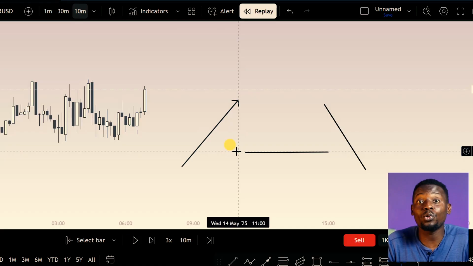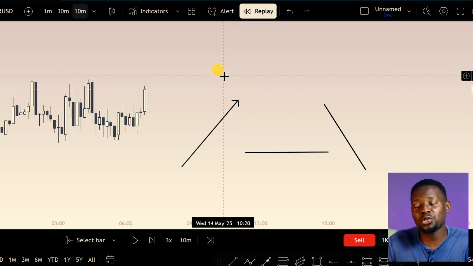Now, number one, this strategy, I like to trade it on the 10-minute time frame. So this is the time frame I trade it on. You can trade it any time of the day. It doesn't restrict you on exactly when to trade it. So I like to trade it on the 10-minute time frame, and this is where I look to take my setups.